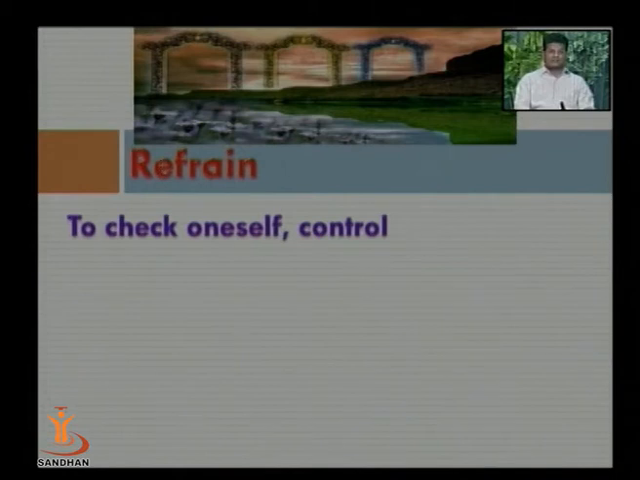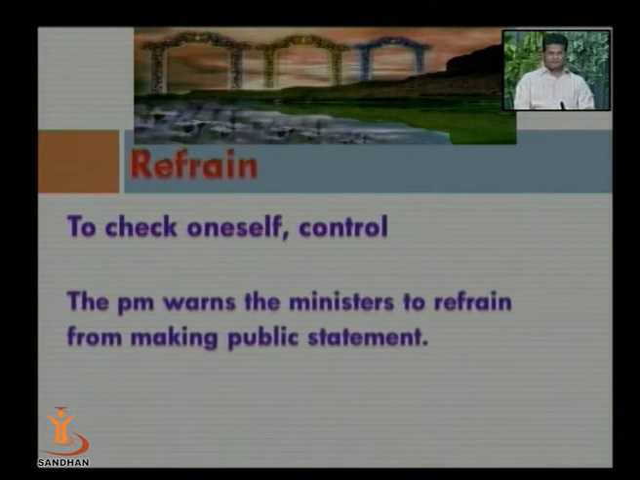Refrain has almost the same meaning. Word is entirely different. First was abstain. This is refrain. To check oneself, to control. To keep away oneself from the action or work. Prime Minister wants the ministers to refrain from making public statements. Refrain, to keep away, to control. Here the Prime Minister wants his ministers not to make public statements.